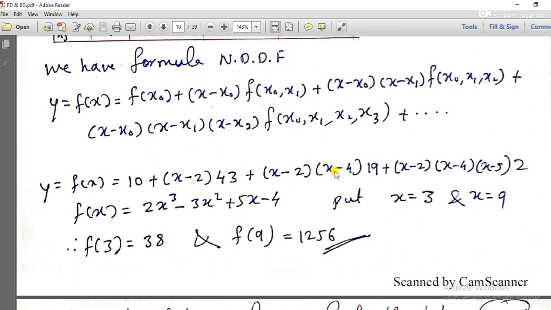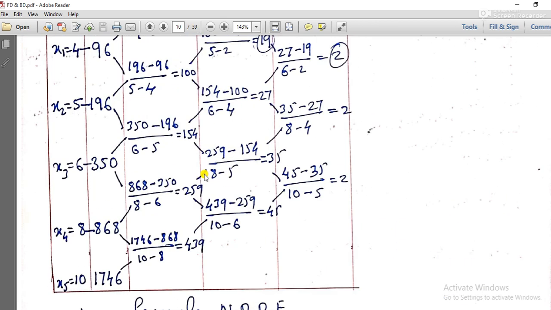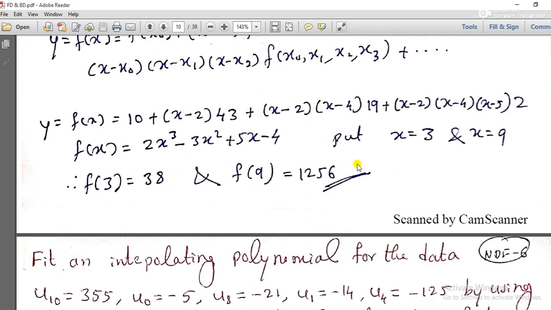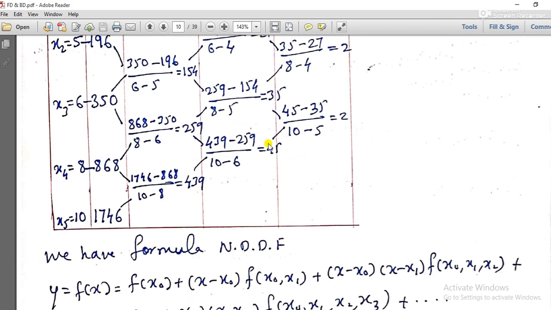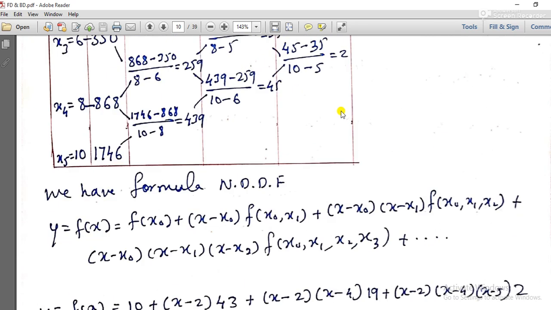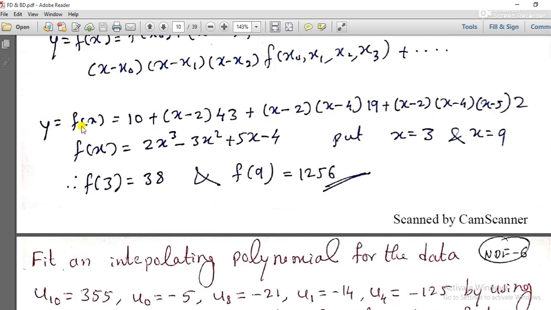Same way, x minus 2, x minus 4 into the next value, which is 19. Next, x minus 2, x minus 4, x minus 4, and the next value is 2. So you consider these three values. After simplification we get one polynomial equation, 2x cube minus 3x square plus 5x minus 4. Now we have to find this for x equal to 3 and x equal to 9.